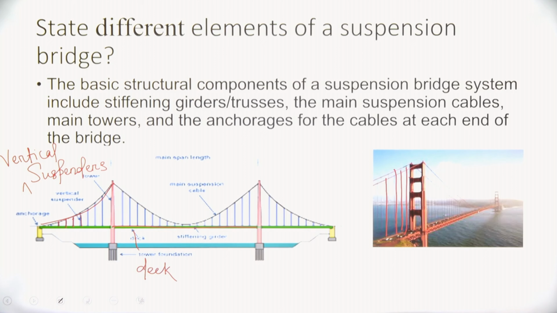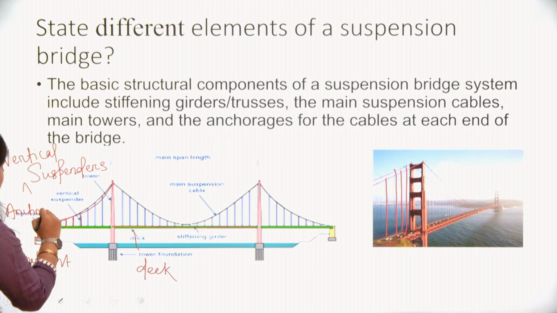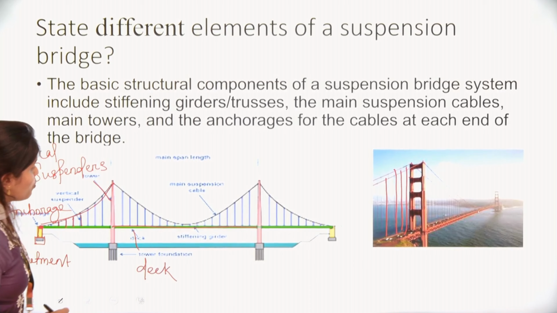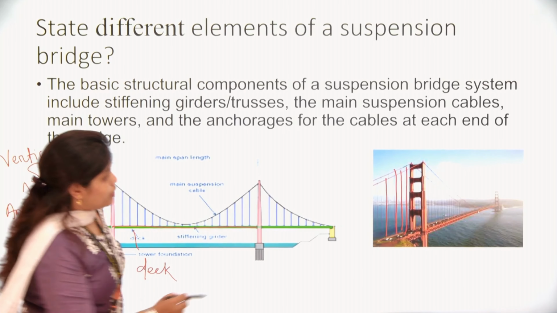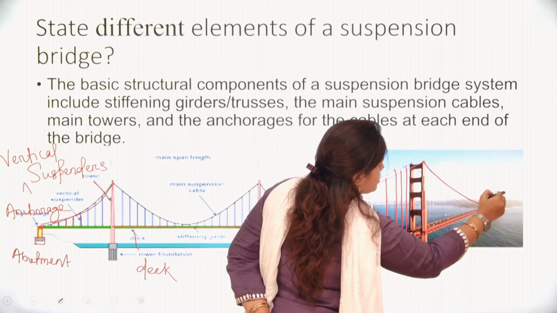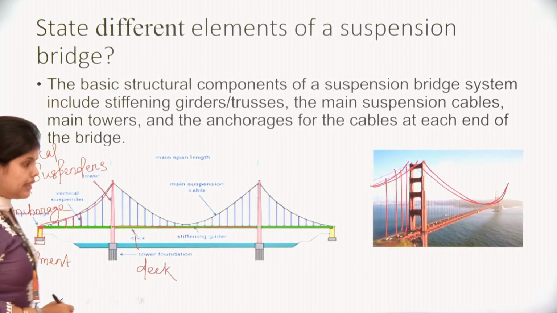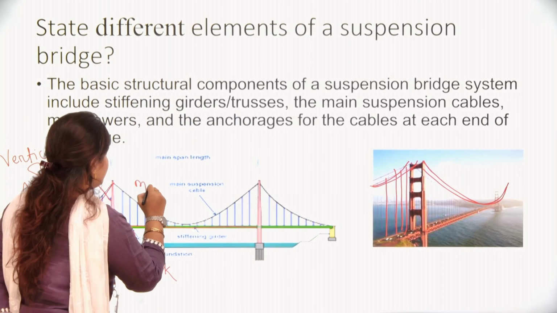Okay. And here this small thing you can see, this is nothing but your abutment, and it holds all the load, and this is connected with the deck by anchorage. Next is your main suspension cable. Here you can see this is going like this from a structure to another column. This is going like this. This is your main suspension cable.